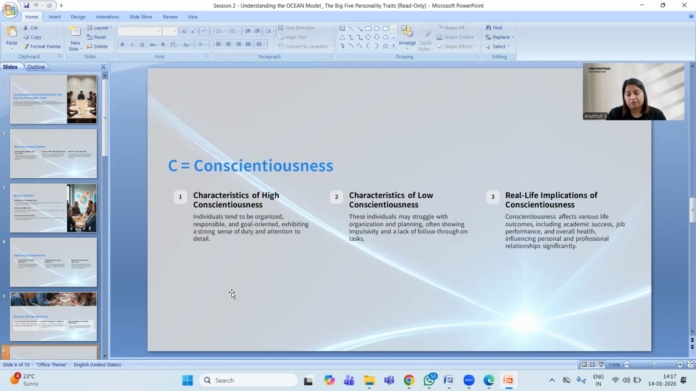You love to stay in the present and try to exhibit duty and attention to detail. Again, it also asks for curiosity, where you ask a lot of questions and make a lot of notes if you're highly conscientious. Characteristics of low conscientiousness. These individuals may struggle with organization and planning, often showing impulsivity and lack of follow through on the task. These people are more creative and imaginative. They can see things in their mind rather than in action.